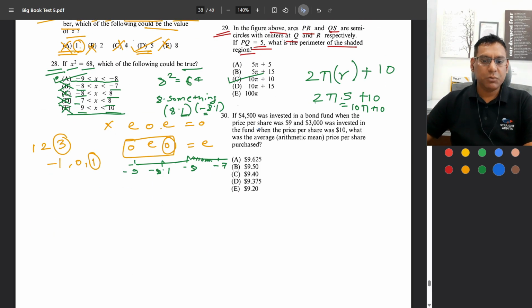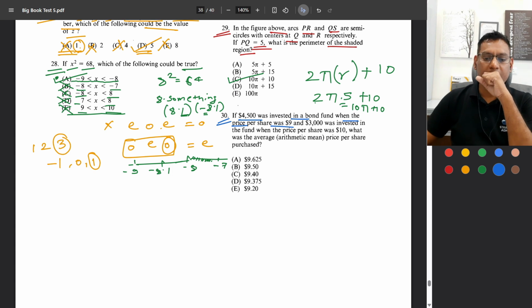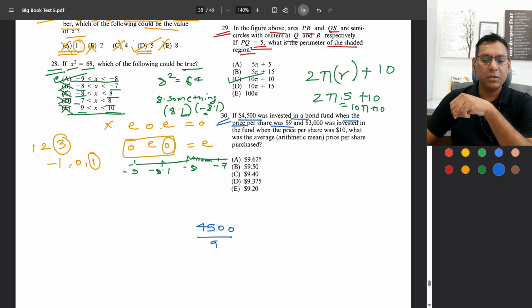All right, the last question, question 30. If $4,500 was invested in a bond fund when the price per share was $9. Okay, so 4,500 I put, how many shares did I get? The price per share was $9. So how many shares did I get? I got 500 shares, correct? 500 times 9 is 4,500. Okay, I got 500 shares.